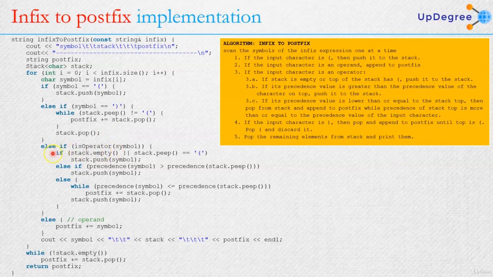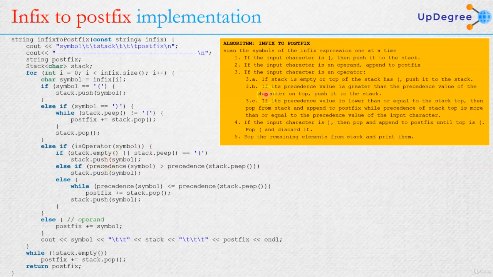Now, if the symbol scanned is an operator, then we have 3 rules: 3a, 3b, and 3c. Now in 3a, it says if the stack is empty or top of the stack has left parenthesis, then push it to the stack. So you see here in the if condition, we are checking if the stack is empty or the top of the stack is the left parenthesis, then we will push it into the stack.